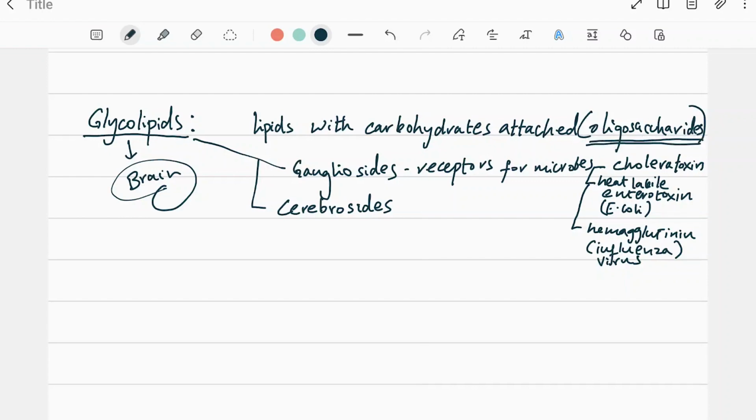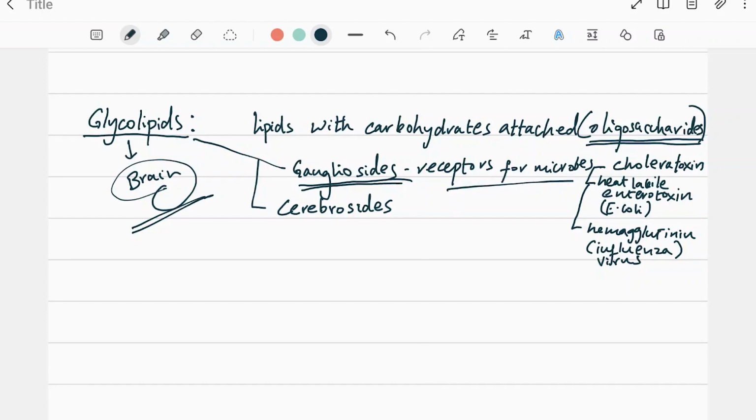That means they've got between 2 to 8 or 10 little sugar moieties, individual moieties attached end to end. So these are your glycolipids, and they are usually present abundantly in the brain. And there are two types. One is gangliosides. These gangliosides act as receptors for microbes.